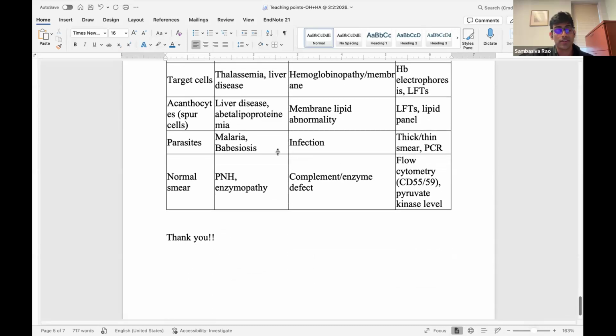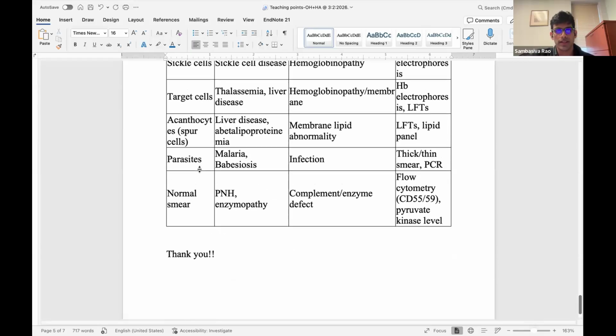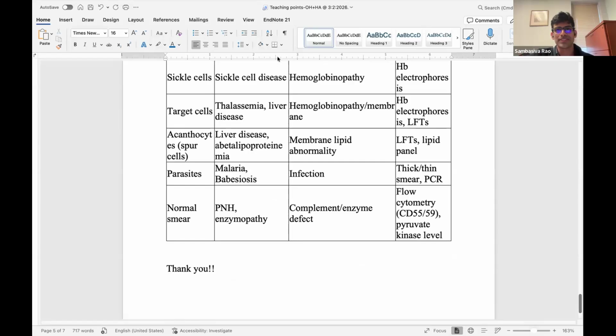That's all I have. And one more cause is paroxysmal nocturnal hemoglobinuria, which was ruled out in our case by negative flow cytometry for CD55 and CD59. That's all I have. Thank you so much.